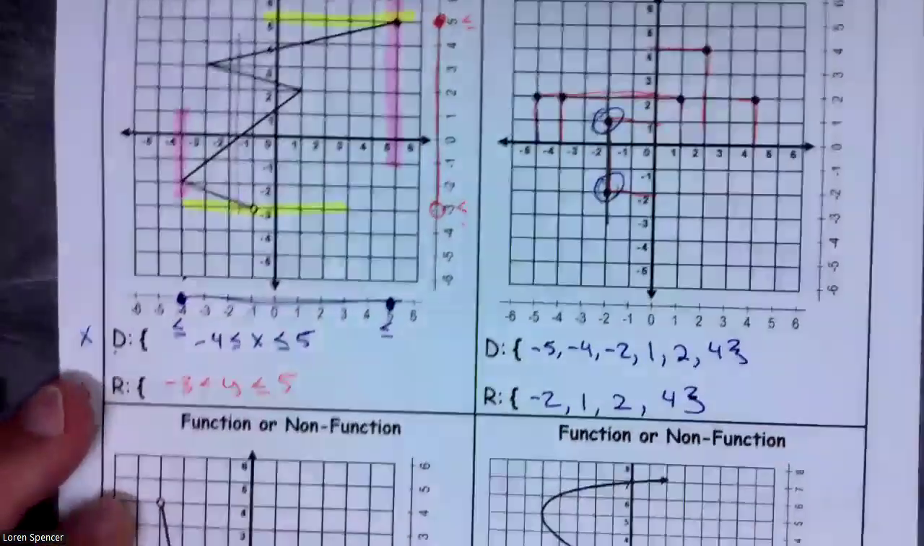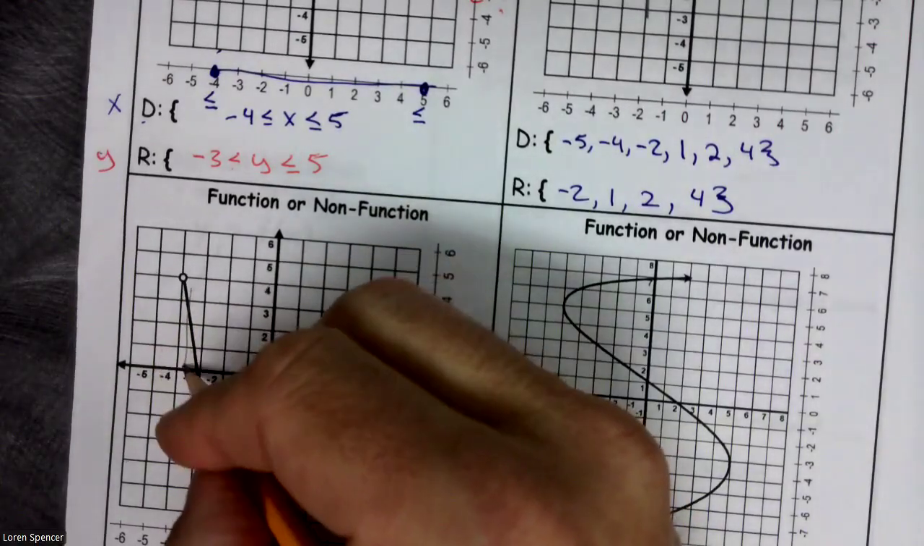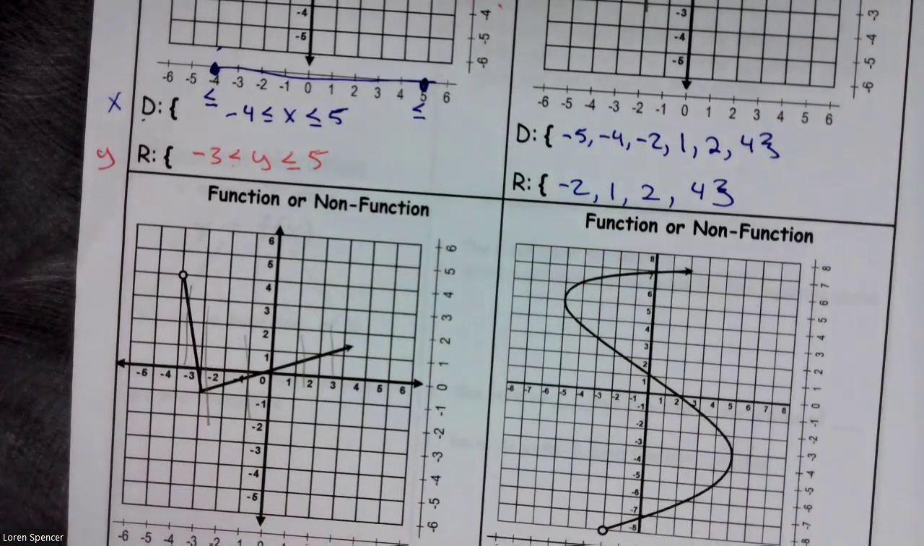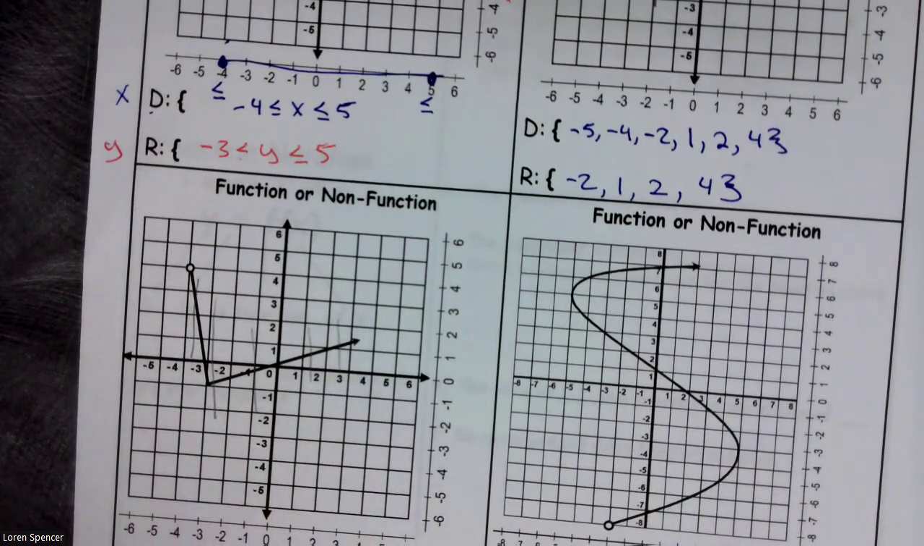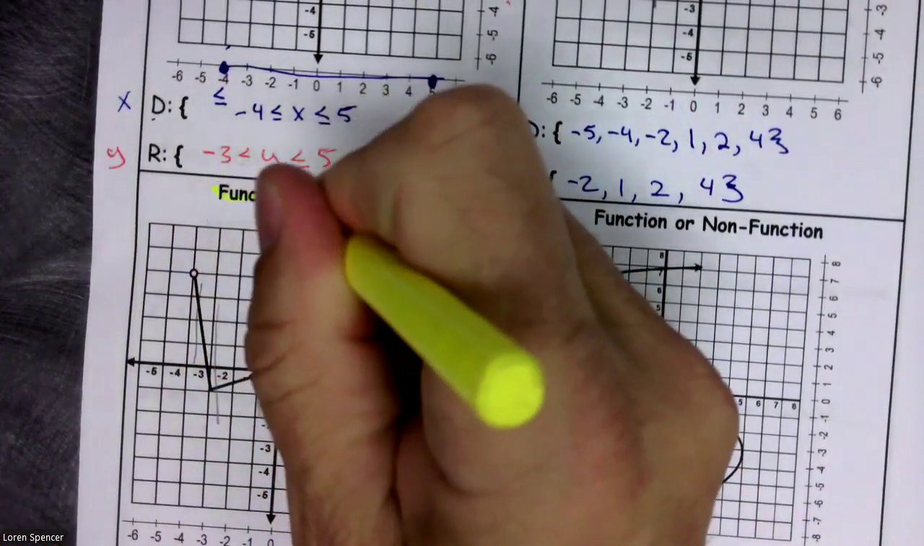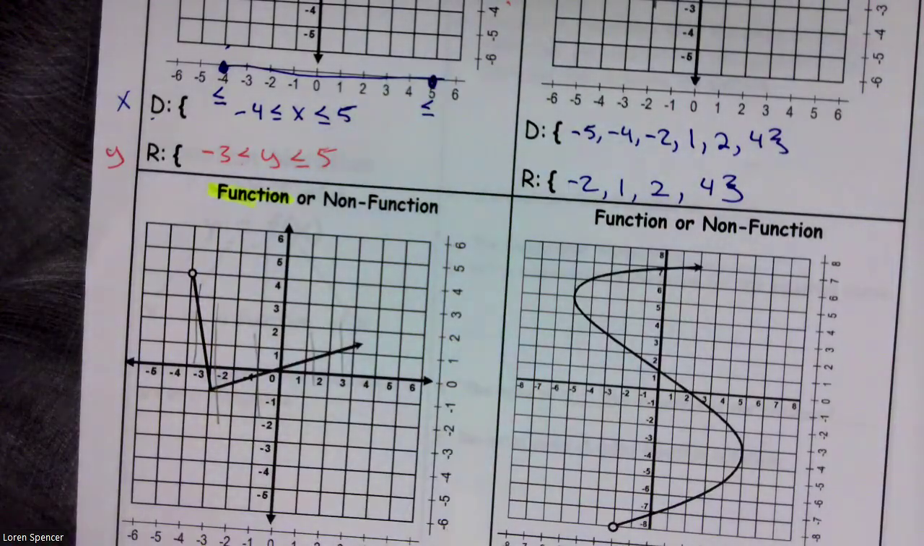All right, the next one, is it a function or non-function? Well, when I draw the vertical line test, wherever I draw the line, I can only hit the picture one time. So this is, in fact, a function. So in this case, we have a function because the x does not repeat and it passes the vertical line test.